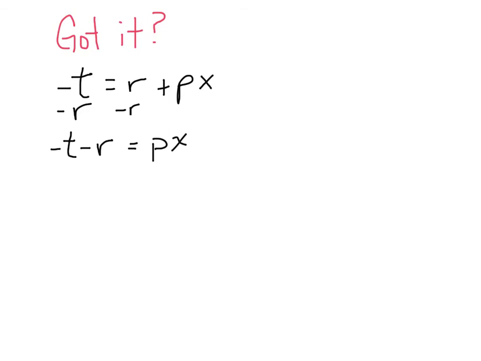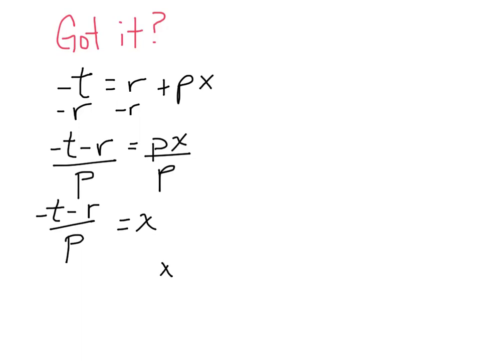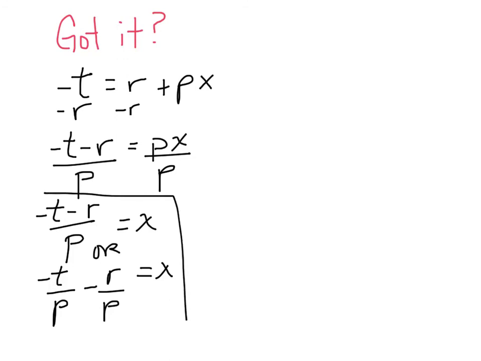So how do you get rid of a times p? Well, what's the opposite of times p? You divide by p. So you would have x equals negative t minus r divided by p. Or you could have had this. Remember, you learned this the other day. You can separate it into a problem that looks like this. Either one of these is an acceptable answer. You can either divide everything by p or each individual term by p. But it means the same thing, so either answer would be acceptable.